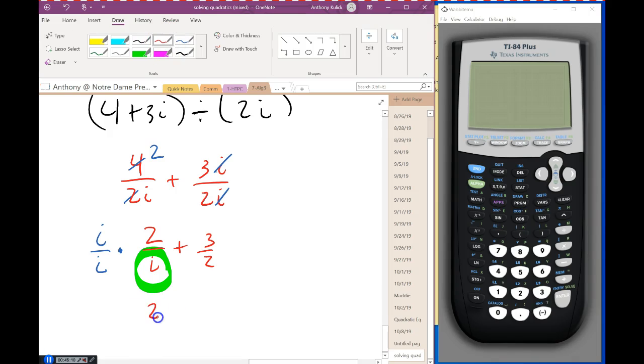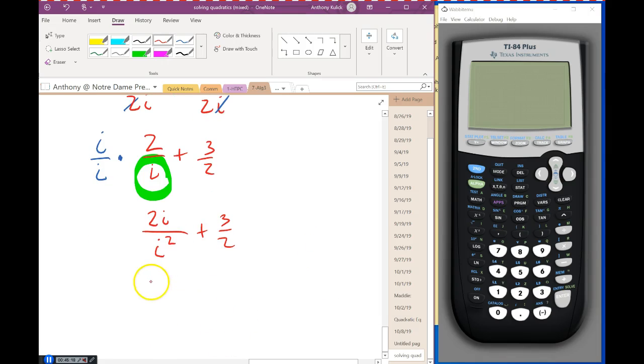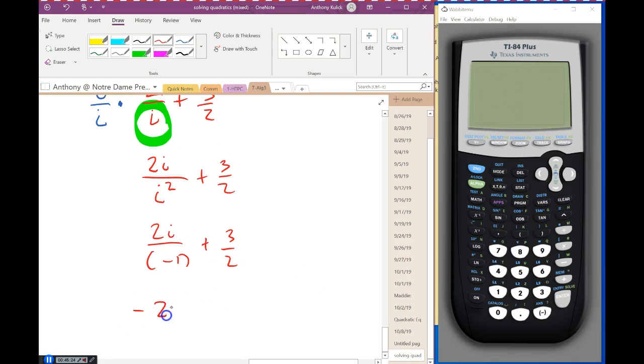When I multiply 2 and i, I get 2i. When I multiply i times i, I get i squared. And what is i squared? It's just negative 1. And that just simply turns into negative 2i plus 3 over 2.